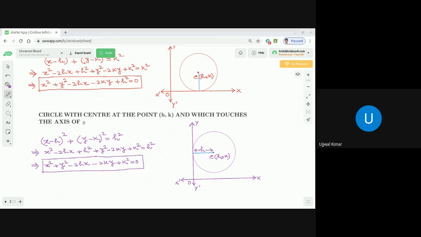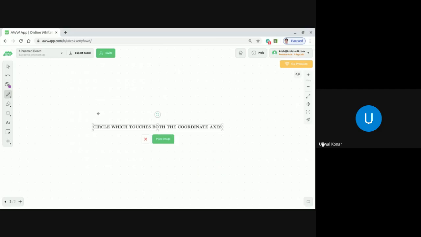Now the next point, dear students, that we are going to discuss is the circle which touches both the coordinate axes, and let's see what kind of situations we can get. So let me go to the next page and explain this.